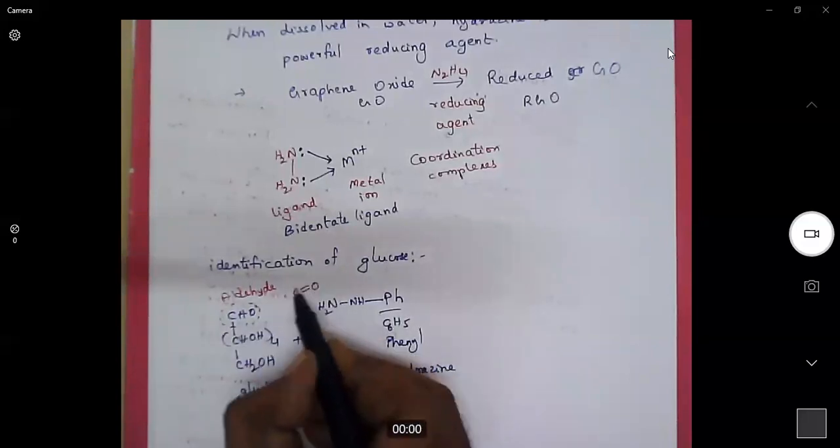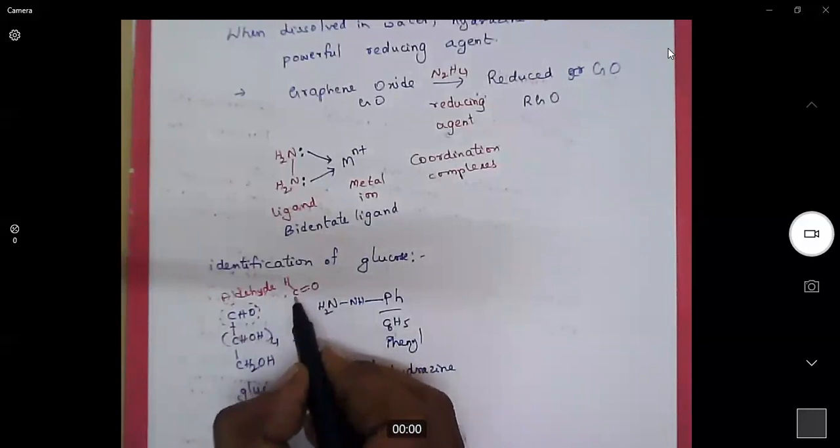Now, how do we use this phenylhydrazine to identify carbohydrates? For example, take glucose, whose molecular formula is C6H12O6. So this is the glucose molecule. Generally, this carbonyl is called an aldehyde functional group, where carbon will have a double bond with oxygen and a single bond with hydrogen, and the fourth bond is with the other carbon chain.